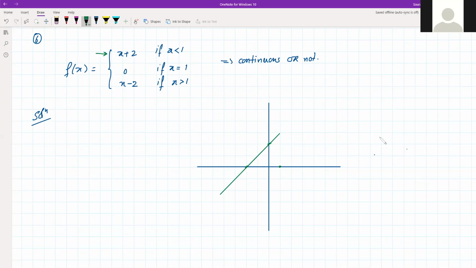Now after that, when x is greater than 1, for example at x equals 2, it will be 0, correct? At x equals 3, it will be 1. At x equals 4, it will be 2. At x equals 5, it will be 3, and so on. So the same graph in the next section will look like this.